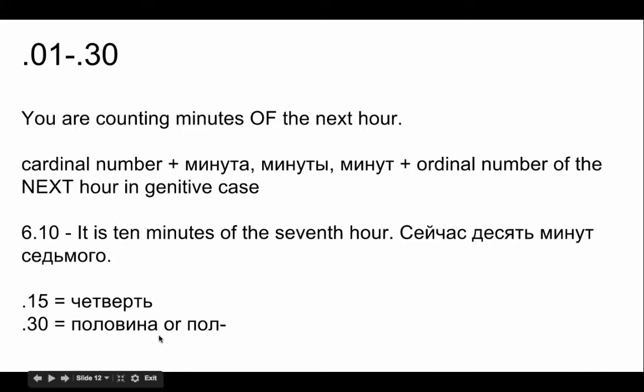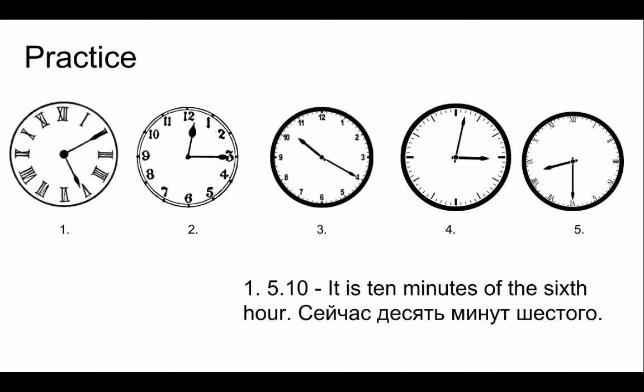You probably noticed we have alternative words for 15, четверть, which means quarter, and for half, половина or пол. Let's try a few. The first one, let's try together, then pause and try it yourself and check it. Press play when you're ready to check it. 5:10. So we'll say it is 10 minutes of the 6th hour. Сейчас 10 минут 6. Pause and try them yourself.